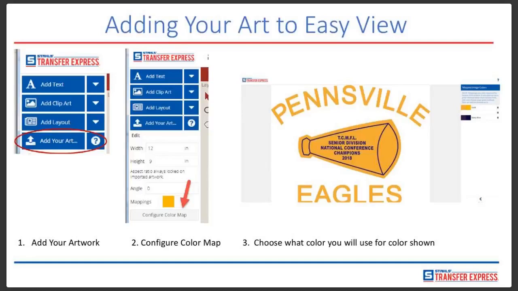Step 2, you're going to be able to configure the color map. So you'll actually be able to select on the different areas of the artwork whichever color you are looking for. And like I said earlier, we do have 88 stock colors. However, if you have a specific color that your customer is requesting, if you send us the PMS number, we can do a color match for an additional fee as well. So now you just go ahead and choose what color you're going to use for the color shown, and you'll be able to start creating your order at that point.